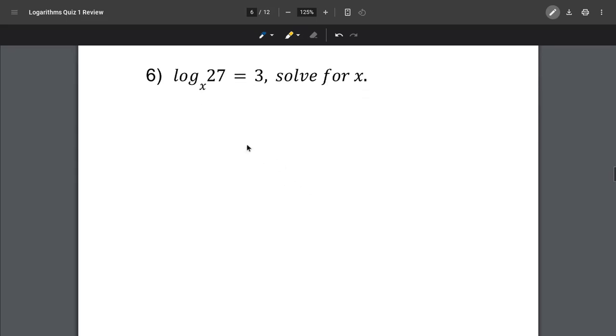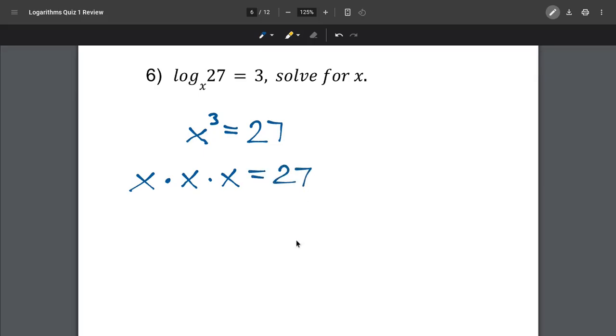Next one. We have log base x of 27 equals 3. So I'm going to write this in exponential form. I'm going to say x to the third power equals 27. So what that means is that if I multiplied whatever x is by whatever x is by whatever x is, that would equal 27.